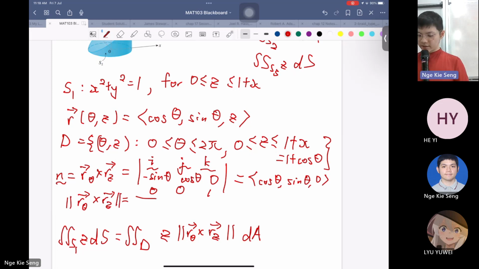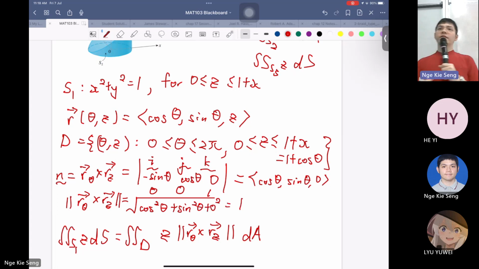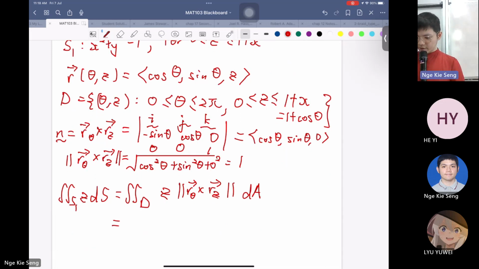This area is just one. Cosine square plus sine square theta plus 0 square equals 1. You take the vector dot with itself and then take the square root. This is the length. So all together we put in our d theta dz. Theta is going from 0 to 2 pi, Z is going from 0 to 1 plus cos theta, Z times 1.